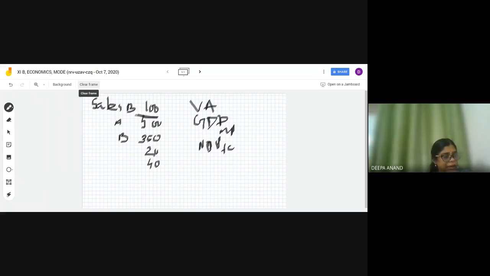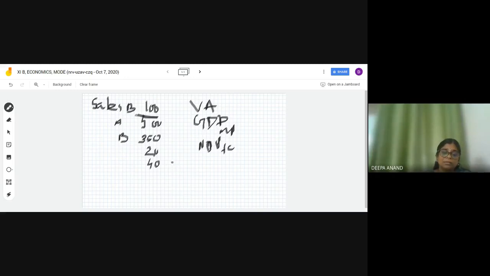And sales by firm A, again given to B, that will not be added in the case of firm A, because sales by firm A given, total is given itself. So again, you don't want to include that sales. So what is the value added of firm A? I am asking. What is the value added of firm A?